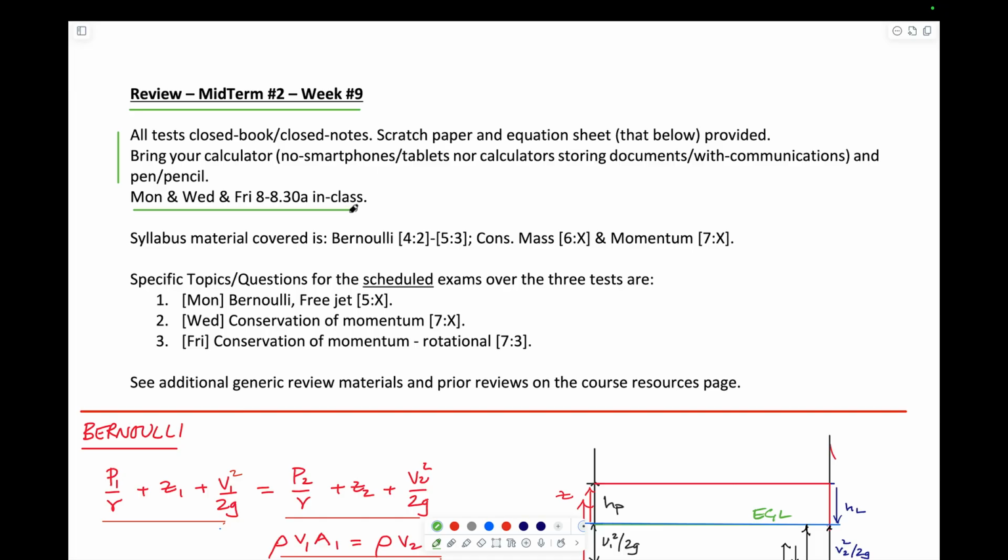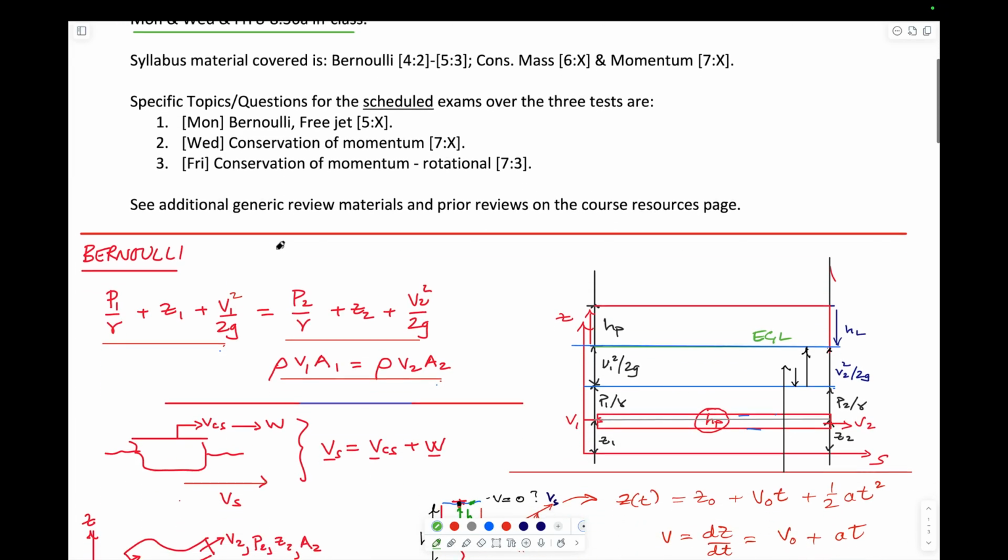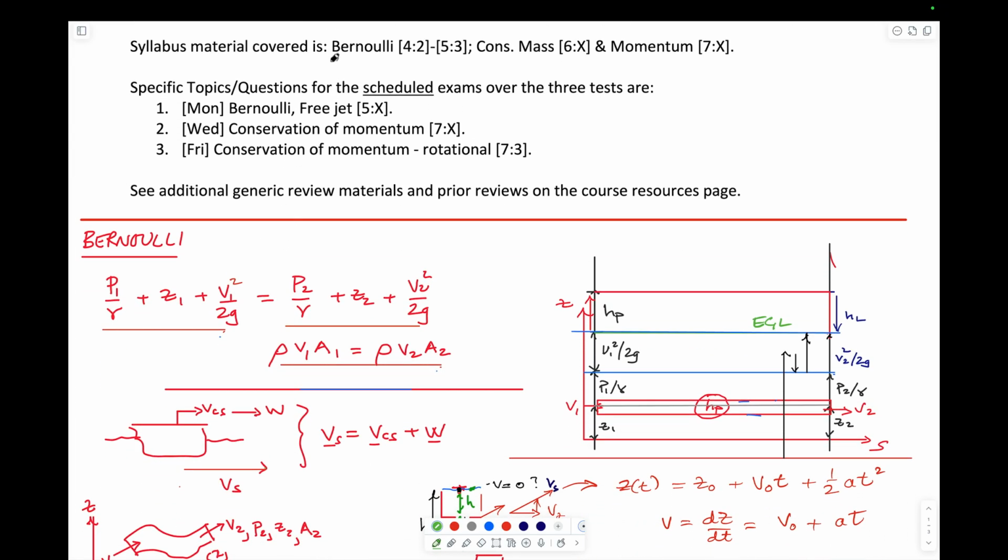It's on each of Monday, Wednesday, and Friday, 8 o'clock. Probably start a bit earlier and run till 8:30. The material is the second third of the class. It begins with Bernoulli, conservation of mass and conservation of momentum, so 4.2 through to 7.3, I guess. And more importantly, for the scheduled exam, these are the 3 topics.